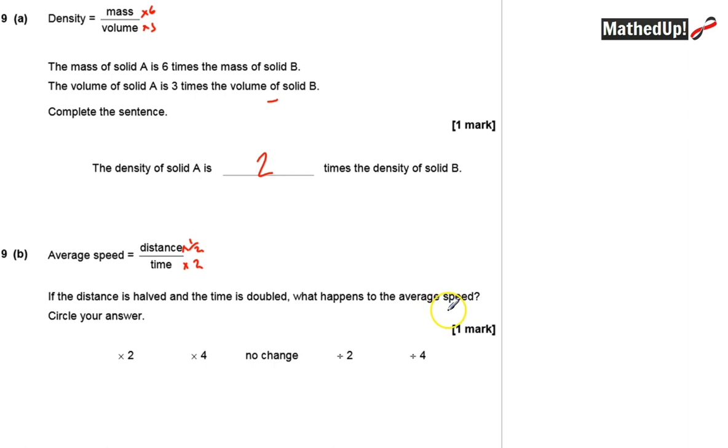So that means we need to divide the average speed by 4 to work out a quarter of the average speed.